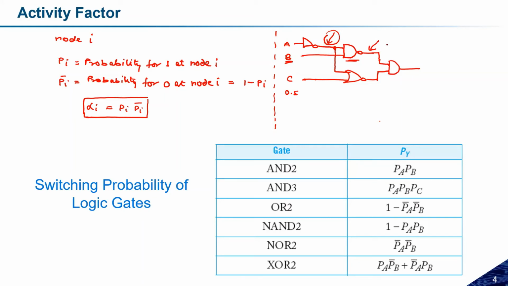Once you are ready with the switching probability of this NAND gate, that will become one of the input probabilities of this AND gate, and similarly the output of this NOR gate will become the input probability of this AND gate. So the switching probability of the previous stage logic will become the input probability, and accordingly we can calculate the overall switching probability at the output.